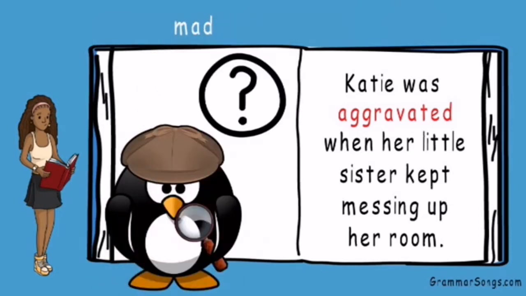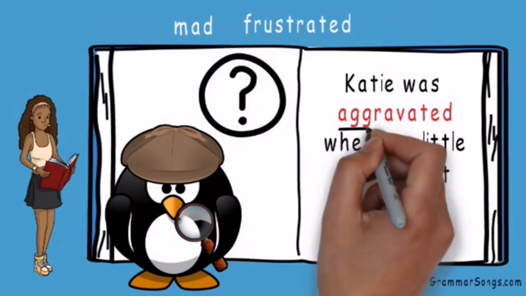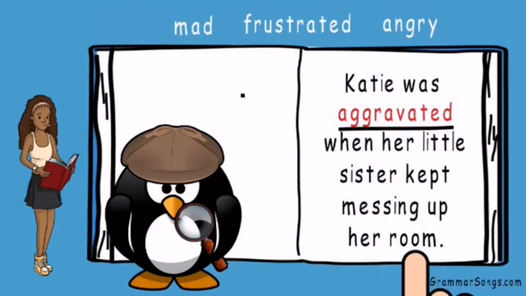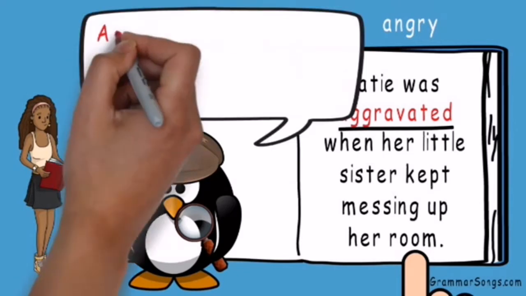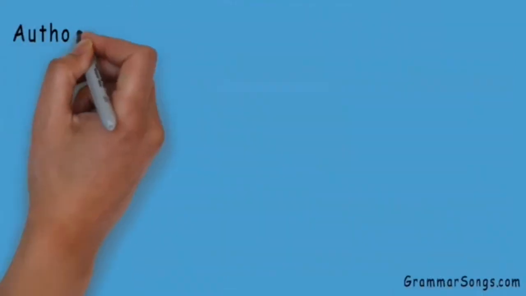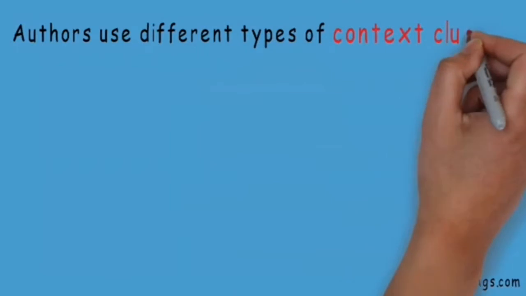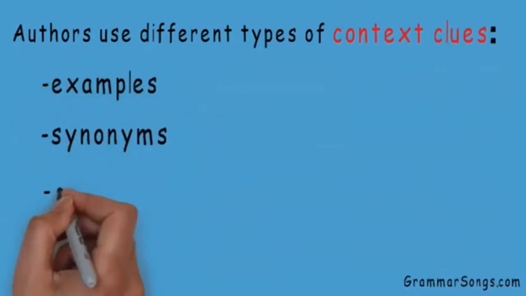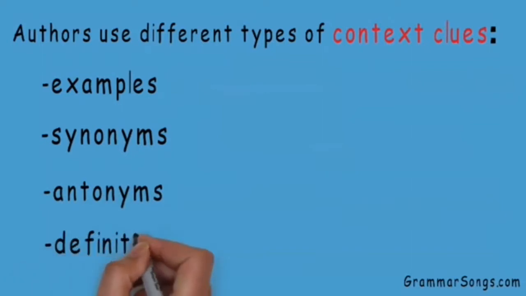Mad? Frustrated? No, this word starts with an A. Angry? Aggravated. Katie was aggravated when her little sister kept messing up her room. Aggravated makes sense when you consider the context. Exactly. Authors use different types of context clues. They might use examples, synonyms, antonyms, or even definitions.